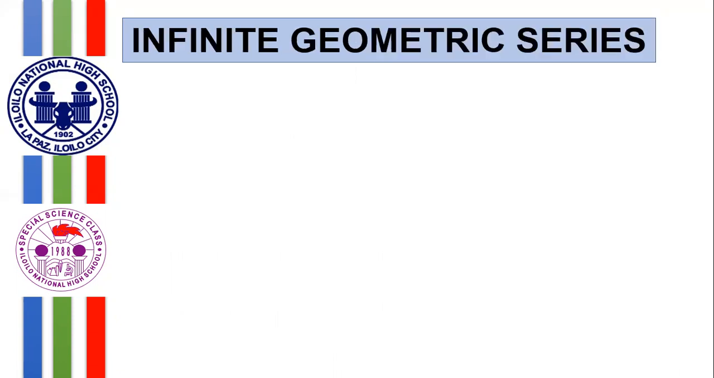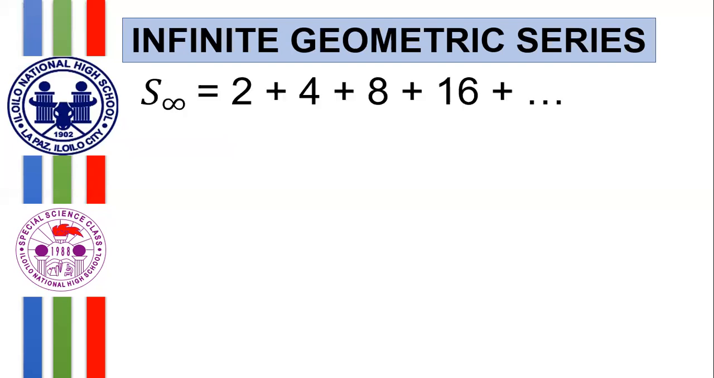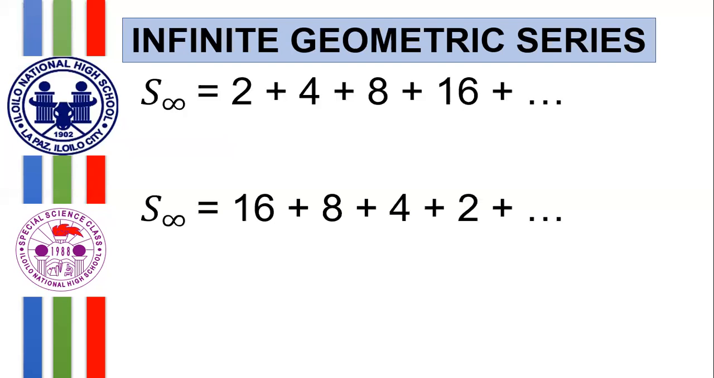Now, let's talk about infinite geometric series. Take a look at the first example, 2 plus 4 plus 8 plus 16 and so on. And the second example, S sub infinity equals 16 plus 8 plus 4 plus 2 plus and so on. We denote them by S sub infinity because you are adding an infinite number of terms. We are having infinite series here.